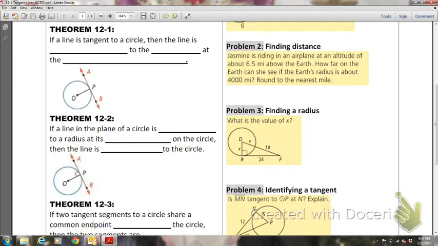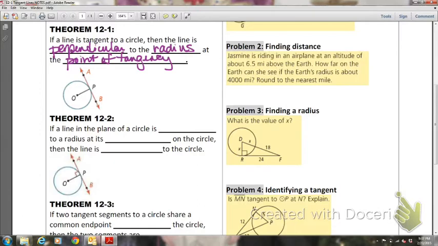The first theorem in this lesson says that if a line is tangent to a circle, then the line is perpendicular to the radius of the circle at the point of tangency. So let's look at the diagram and see how that applies.